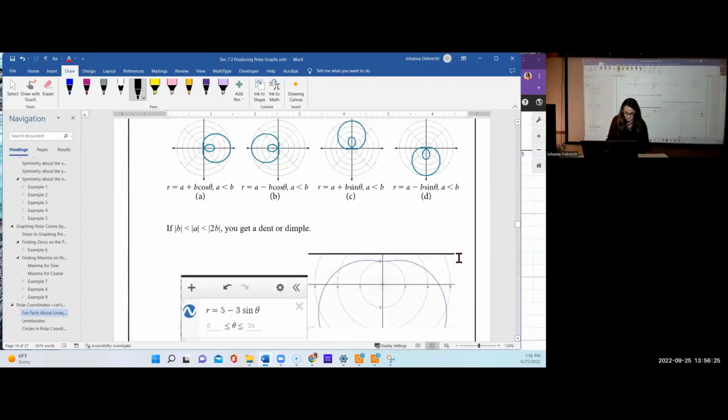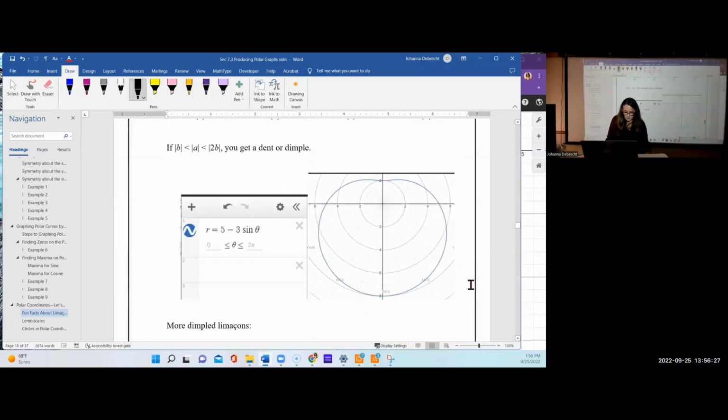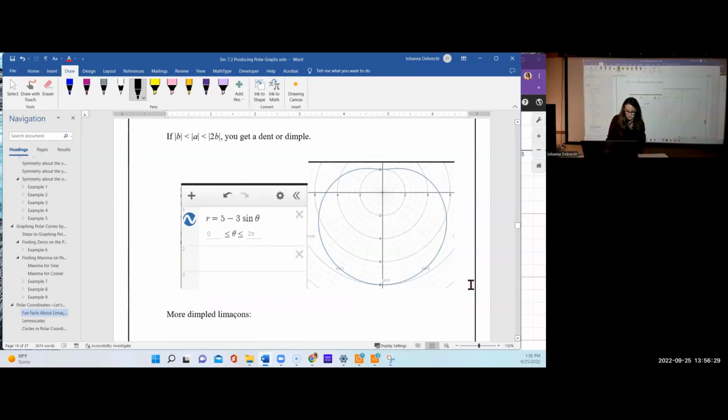All right. And here's another example of one where you get a dent or a dimple. And again, this is the ratio of A over B. And there's another way of writing that: the magnitude of A is greater than the magnitude of B, but less than 2B. All right. And again, you can solve that for the ratio of A over B is between 1 and 2. Sorry, I put the two numbers together.